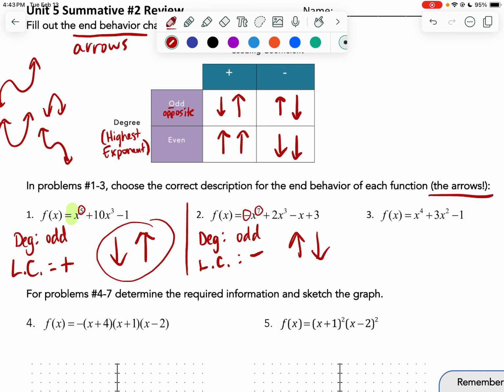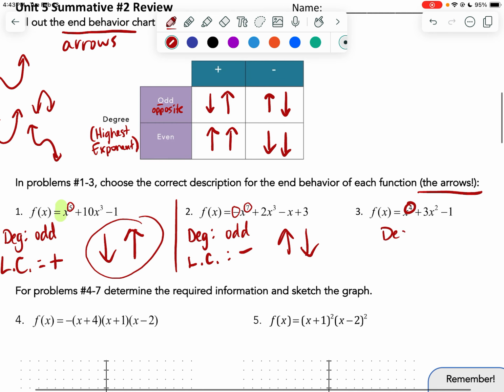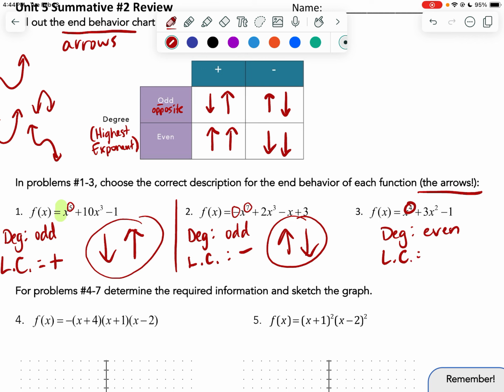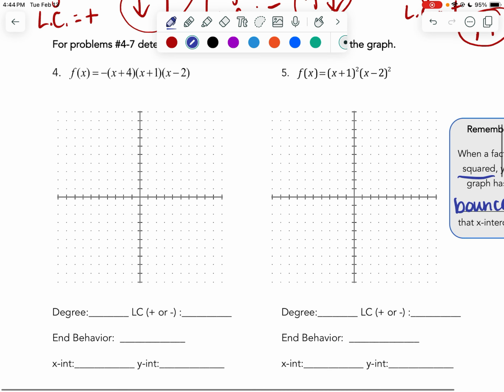Okay, so degree on this one, hopefully you notice the 4. We're not adding 4 and 2, we're just doing the 4. So the degree is even. The leading coefficient is positive. So even and positive means they go in the same direction, so both up. Okay, so be able to do that. Pretty much the rest of this, or the most of it, is being able to graph. So just remember, off to the side here, when a factor is squared, your graph has a bounce at that x-intercept. So we'll talk about that in a couple questions here.